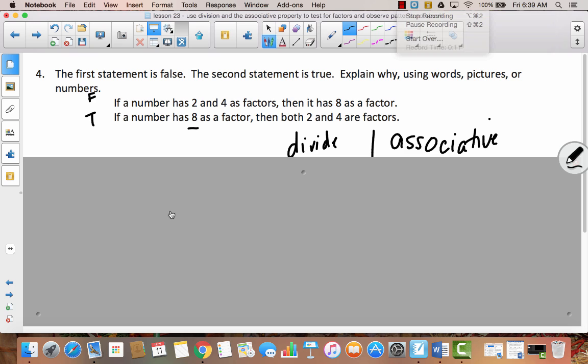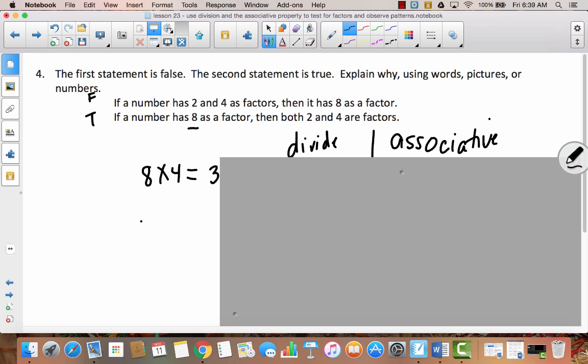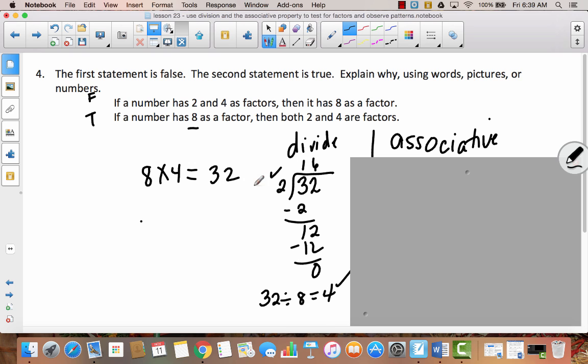Okay, so first I'm going to show you how you could use division to prove that 2 and 4 are in fact factors of 32. Okay, so first of all, I divided 32 by 2. I really didn't have to, because 32 is an even number, and I know that all even numbers are divisible by 2 with no remainder, but I went ahead and showed that. And then I know that 32 divided by 8 equals 4. So since I can divide 32 by 2, and I can divide 32 by 4 or 8, and I do not have a remainder, then that means that 2 and 4 are indeed factors of 32, just like 8.